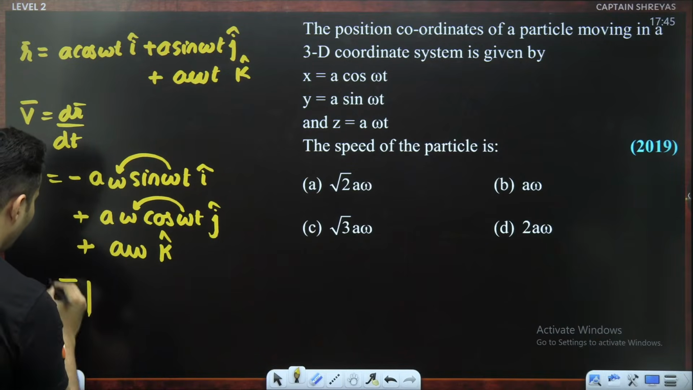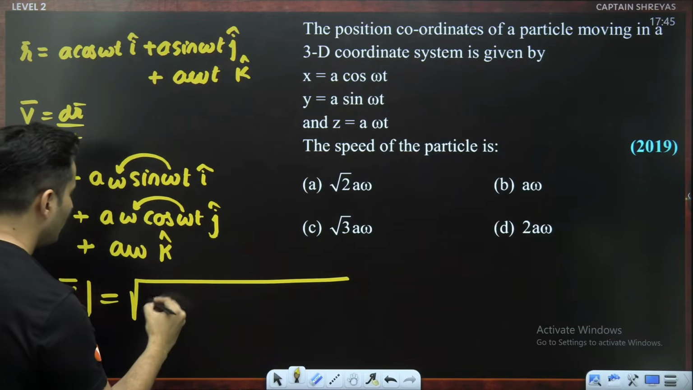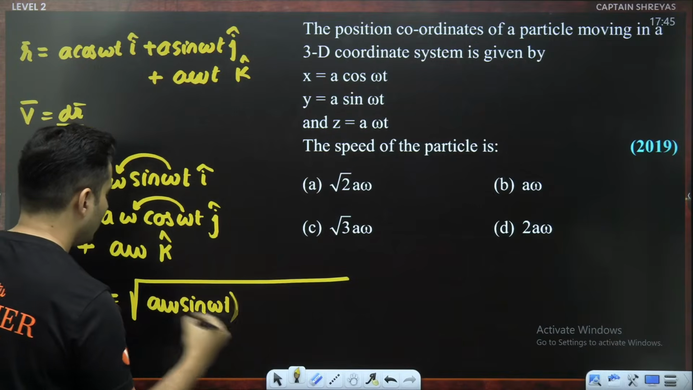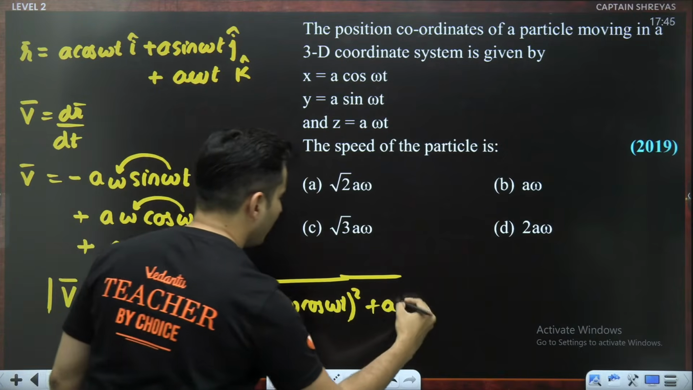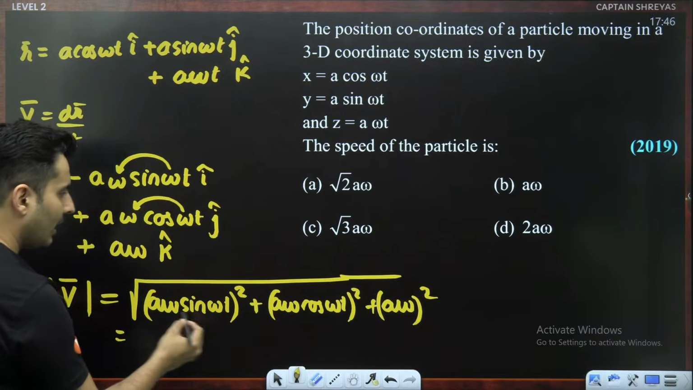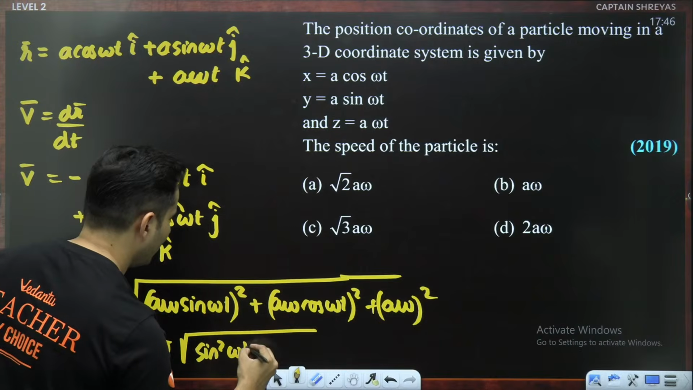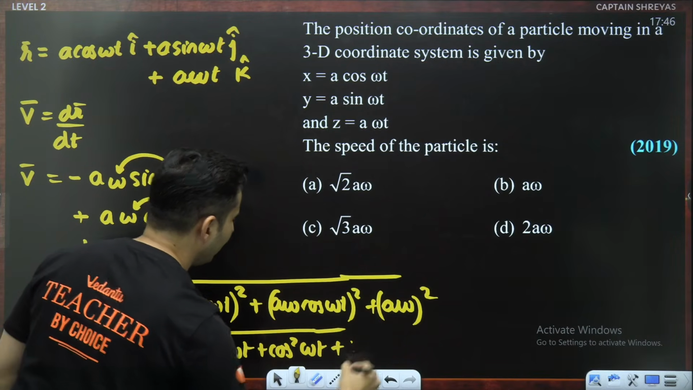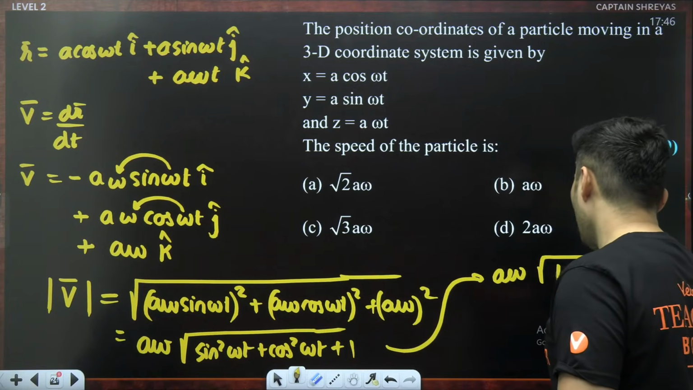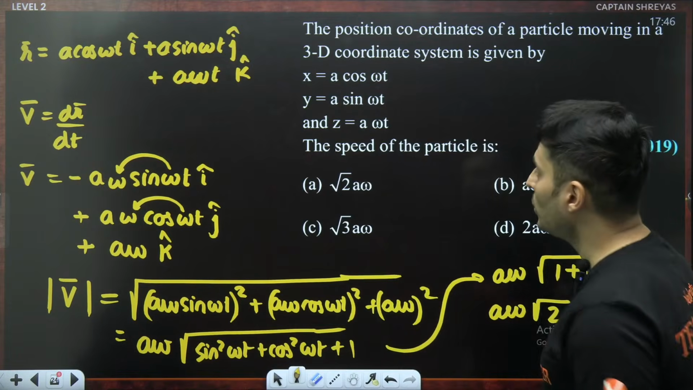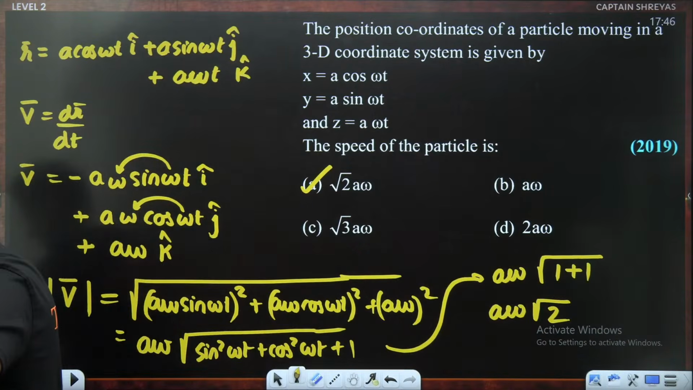Now once I get the velocity, I want to find the speed, so that means the magnitude. All you need to do is take this, square it, add it. So you will have a omega sin omega t whole square plus a omega cos omega t whole square plus a omega whole square. Notice one interesting thing, a omega is common. Outside the root, it will just become a omega. Inside, you will just have sin square omega t plus cos square omega t, and there is 1 left over here. Sin square plus cos square is 1. So therefore, it will be nothing but 1 plus 1, which is root 2. So it will become a omega root 2. So a omega root 2 is option A. Let's check it out. Yes, it is option A.